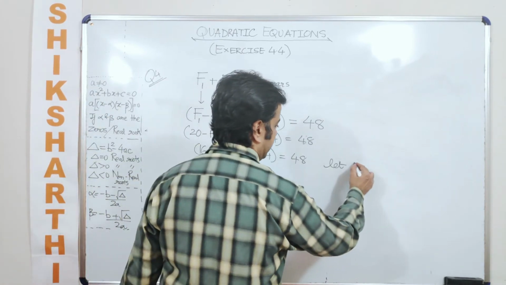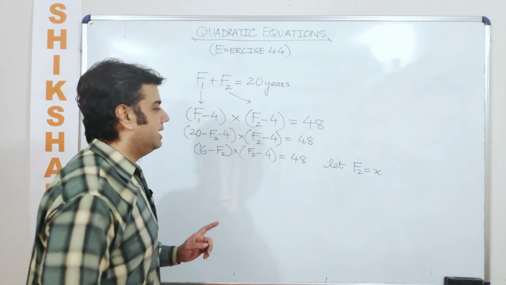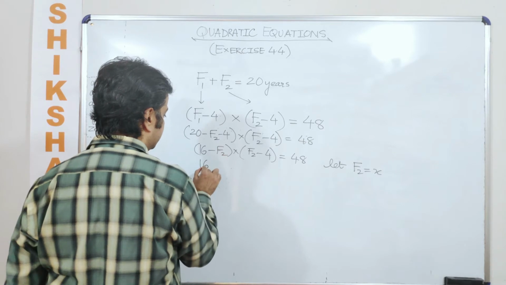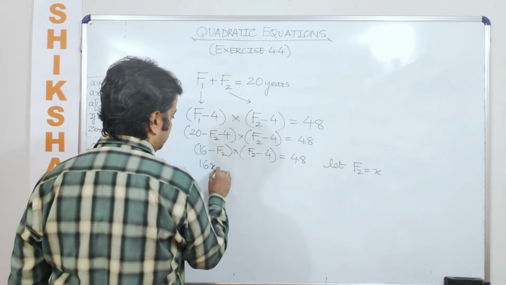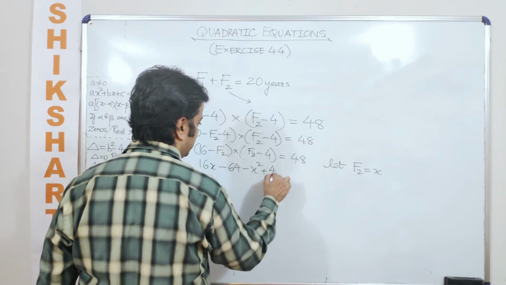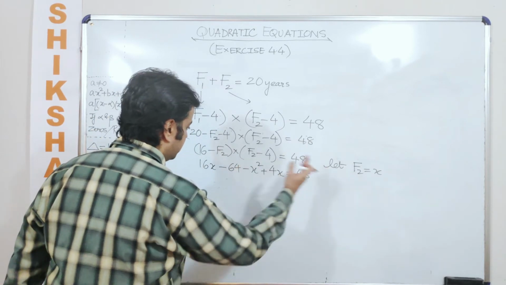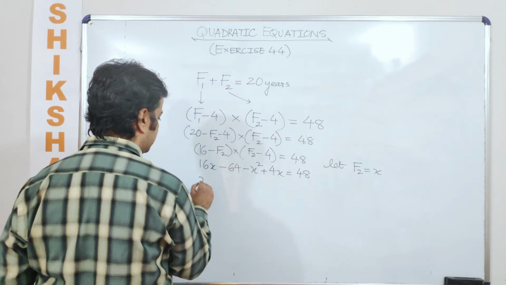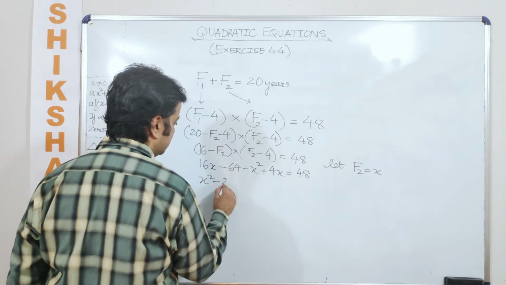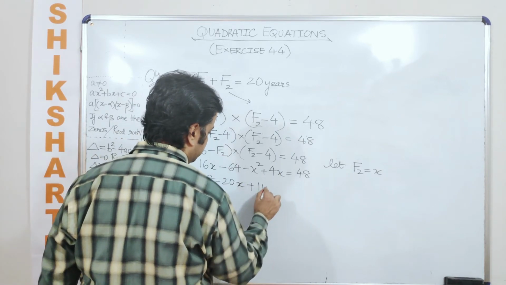Now, just for the sake of facilitation, let F2 be equal to x, so that you are able to form a quadratic equation in a variable x. It becomes easier for you to understand. So can I say this can be written as 16x minus 64 minus x square plus 4x is equal to 48, right? And then doing the needful. So what is the needful? x square going on the other hand side, this becomes 20x. On the other hand side, it becomes minus 20x. Plus, now this goes on the other hand side, so this becomes 112.